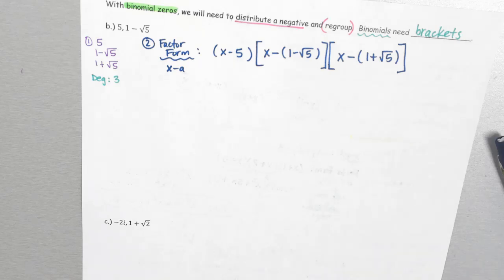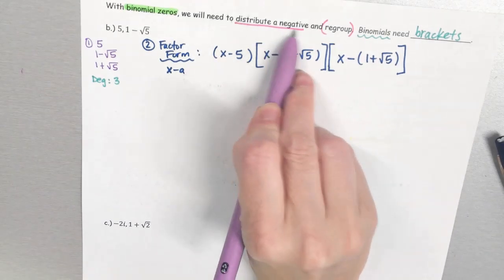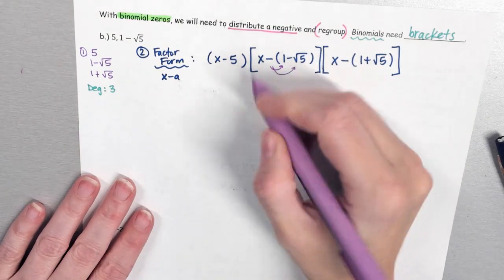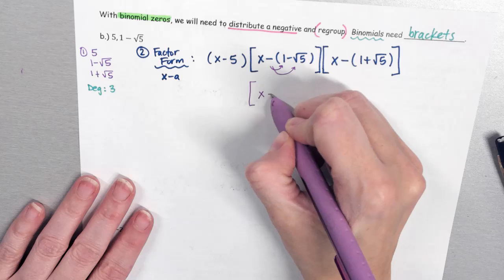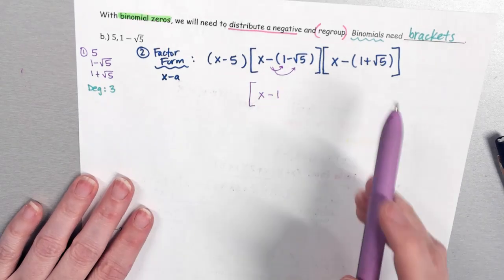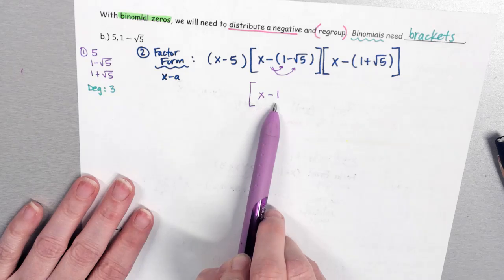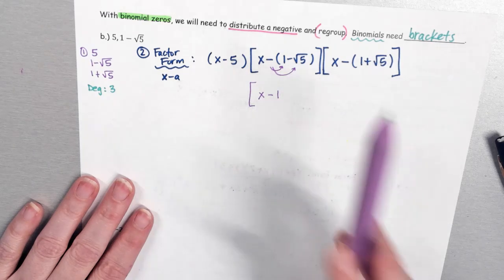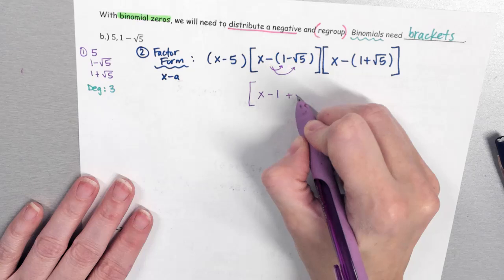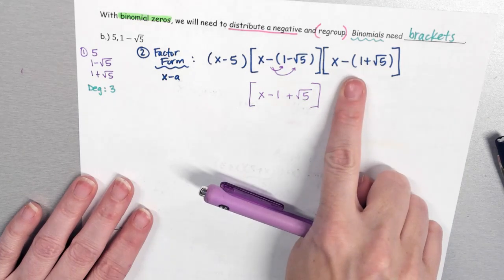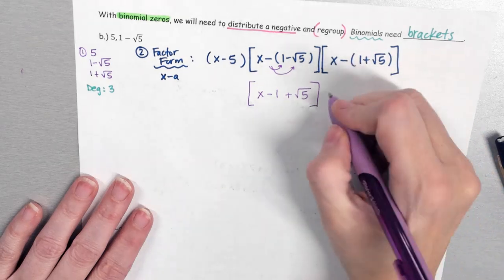Okay, now once you have your factored form, now we can distribute the negative and regroup. This is going to make it a little simpler when you have to multiply. So when you distribute the negative, a negative times 1 is -1. What happens if I have a negative times a negative? It becomes plus. Yeah. Okay, do you think you could distribute the negative for this one and write it down?